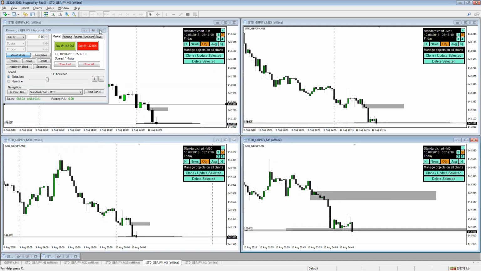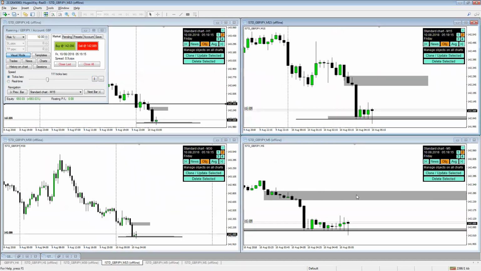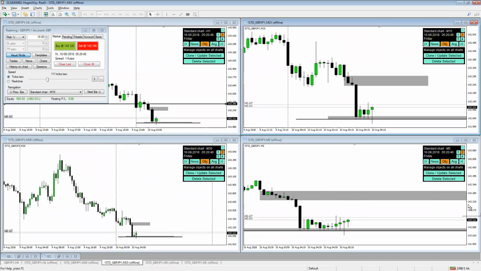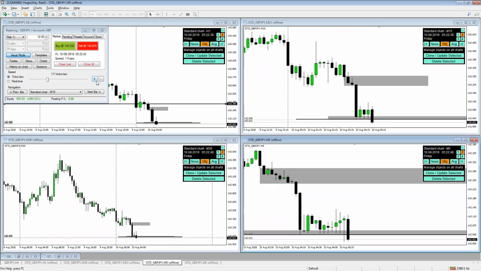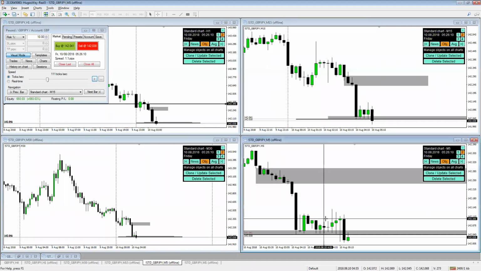Oh man, it wants to break. Oh, it broke. If this candle closes like this, I'm going to take a sell. You're going to wait for the 30 minutes to close first? Yeah, I'm going to wait for just 4 more minutes.